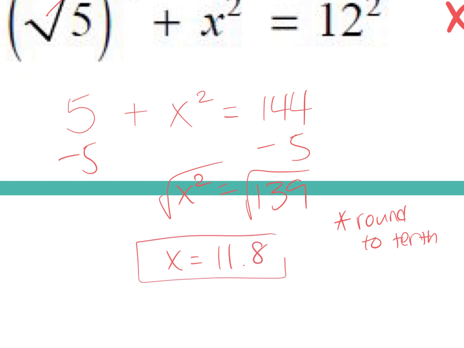So you're going to say x equals 11.8. Why does it round up? Because the number next to the 7 was an 8, right? If the number is larger than 5 or 5, it rounds up. If it's less than 5, it rounds down.